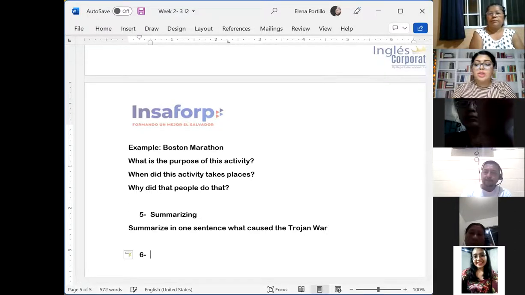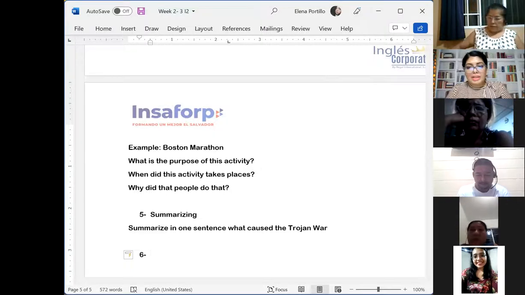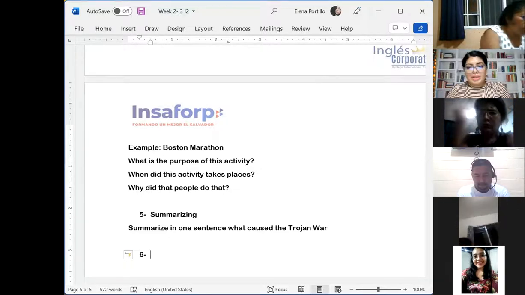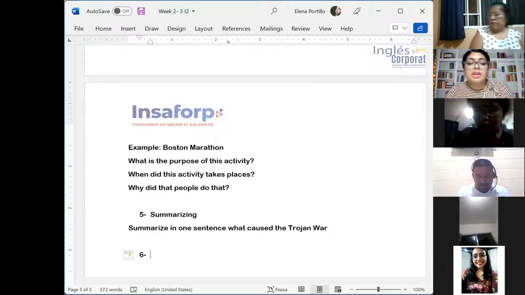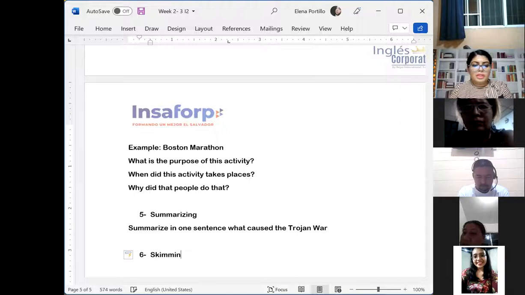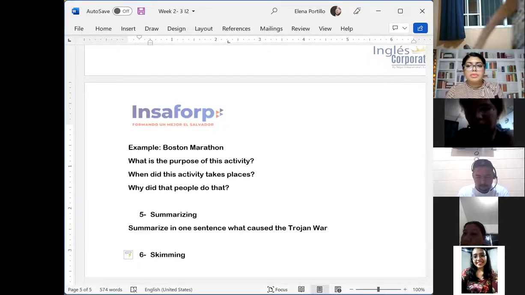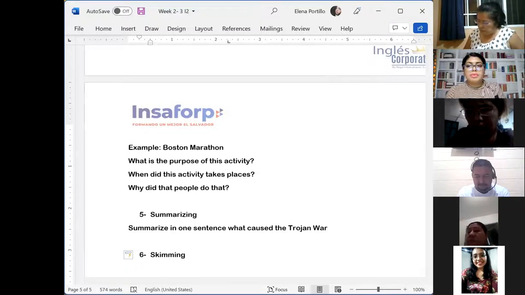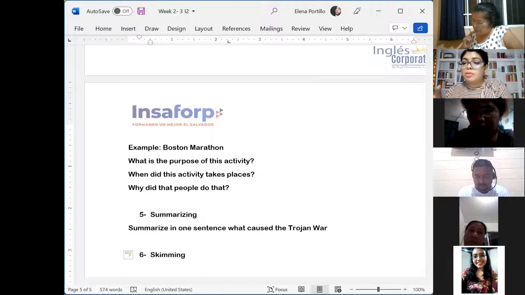Then we have another one, because we have seven, and we are going to read number six and number seven that are the last ones for the strategies for the reading process. We have skimming. This is one very useful strategy for the reading process. Also, we have number seven that is scanning, and we are going to see what these strategies are about.